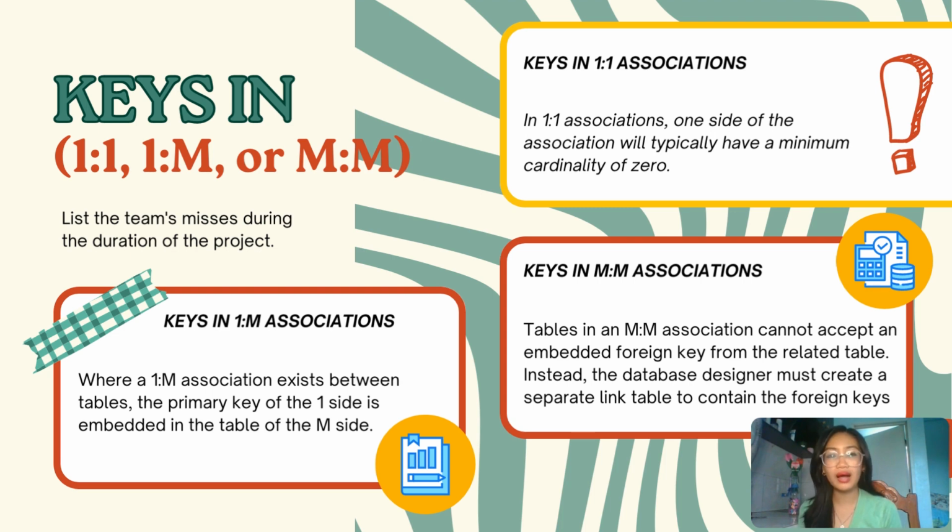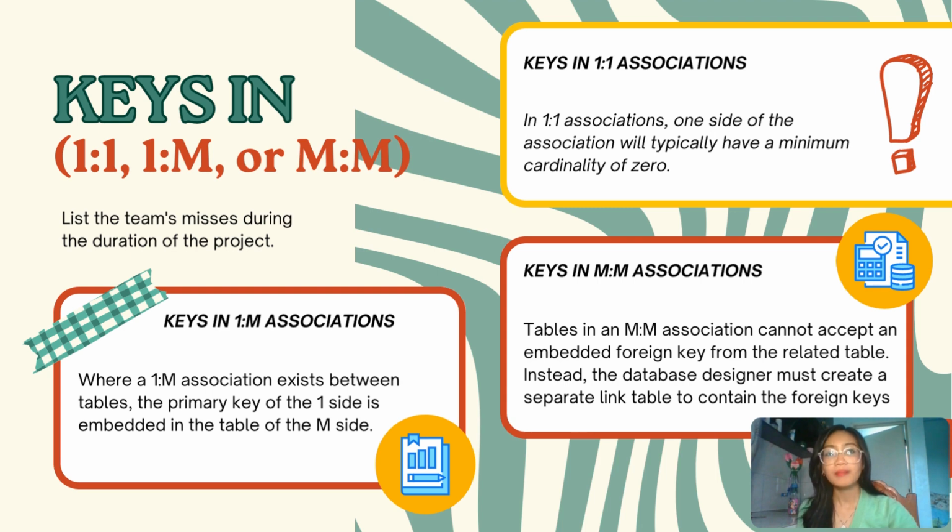Reversing this rule will create a table structure in which the cardinality table contains instances of foreign keys with a null or blank value. Next are the keys in 1 is to M association, where a 1 is to M association exists between tables. The primary key of the 1 side is embedded in the table of the M side. For example, the primary key of the employee table, employee number, has been assigned as a foreign key to the verify availability, take order, and ship product tables.